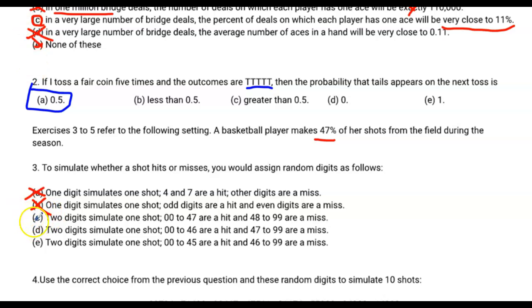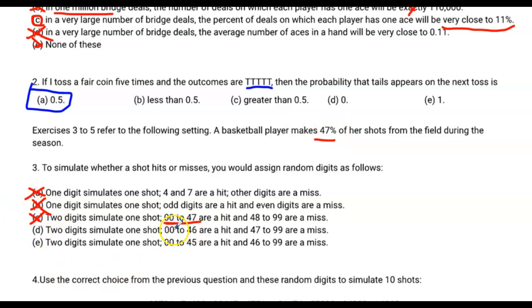And choice C is a very common distractor. You might think that is choice C. Two digits simulate one shot, which makes sense. 00 to 47 are a hit. Oh, that's great, that's got a 47 in it. Keep in mind we're starting at 00 though. If you're starting at 00, that's an extra number. That's not starting at 01. So 00 to 47, there are actually 48 different possibilities. Unfortunately, we're not talking about 48%. We're talking about 47%. So we've got to cut that one off.